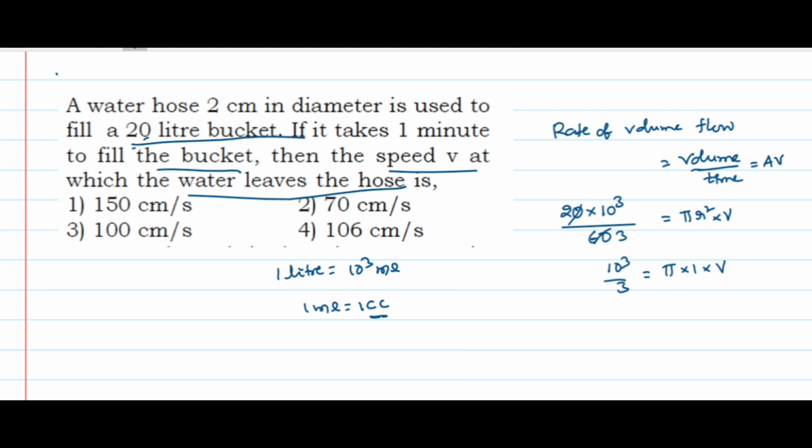When you simplify this, the diameter is given as 2 centimeter, so the radius I am taking as 1 centimeter, squared, into V. Left side is in the CGS system, right side also in the CGS system. Then with what velocity does the water leave? When you calculate these values, you get 106, which in the CGS system is 106 centimeter per second. So this will be the correct answer.